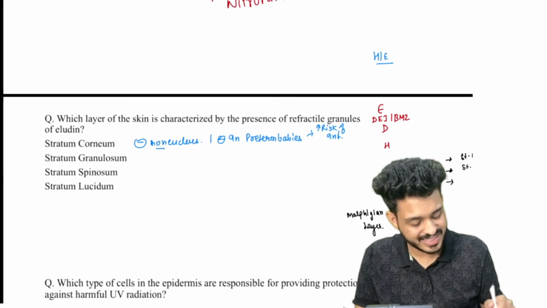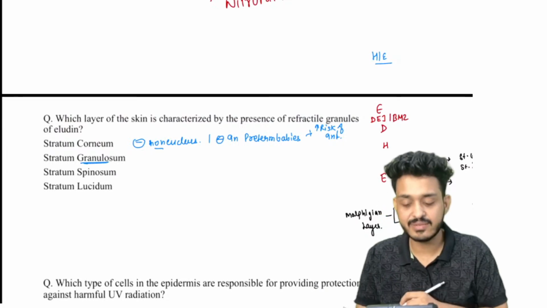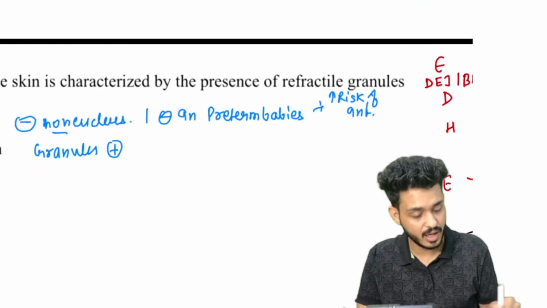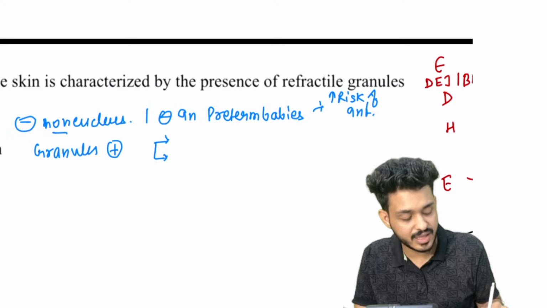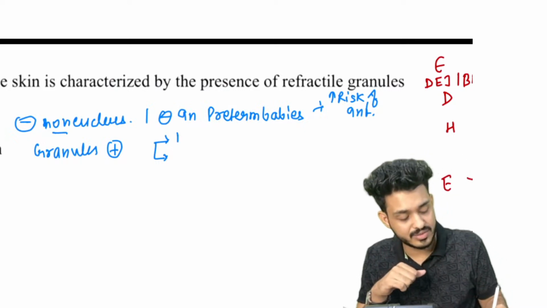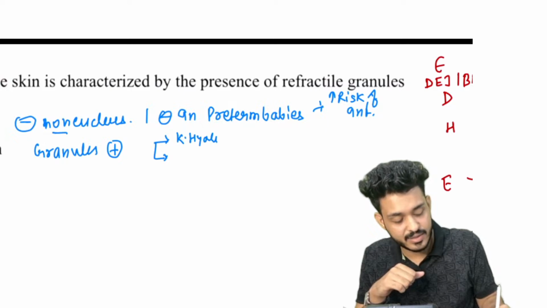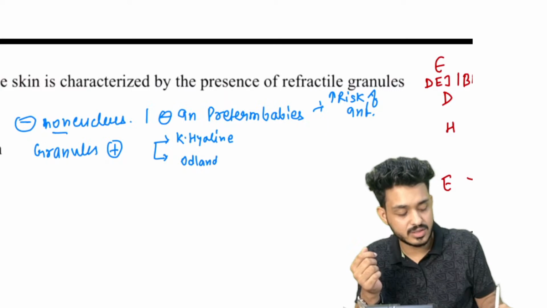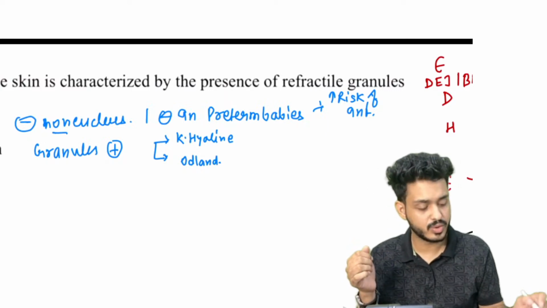The next layer is the stratum granulosum. Can you appreciate? Some granules will be present. You must be thinking, granulosum, some granules must be there, sir. What are the types of granules that we have? We have keratohyalin granules and lamellar bodies, also called Odland bodies. Sir, what is the clinical importance?